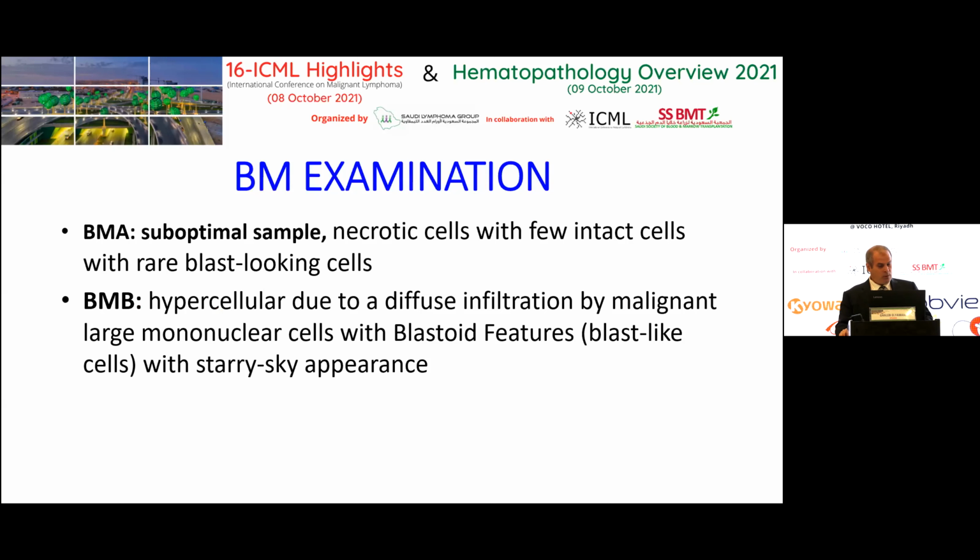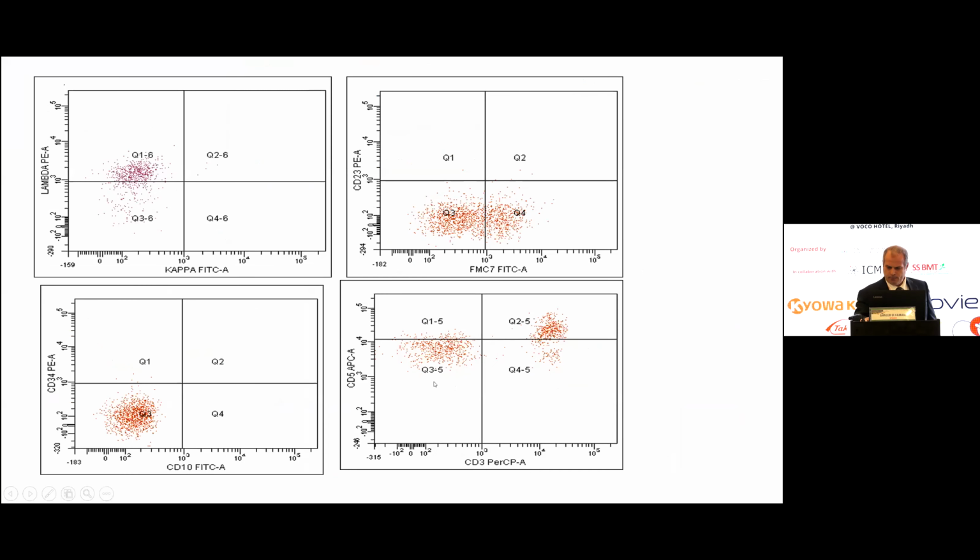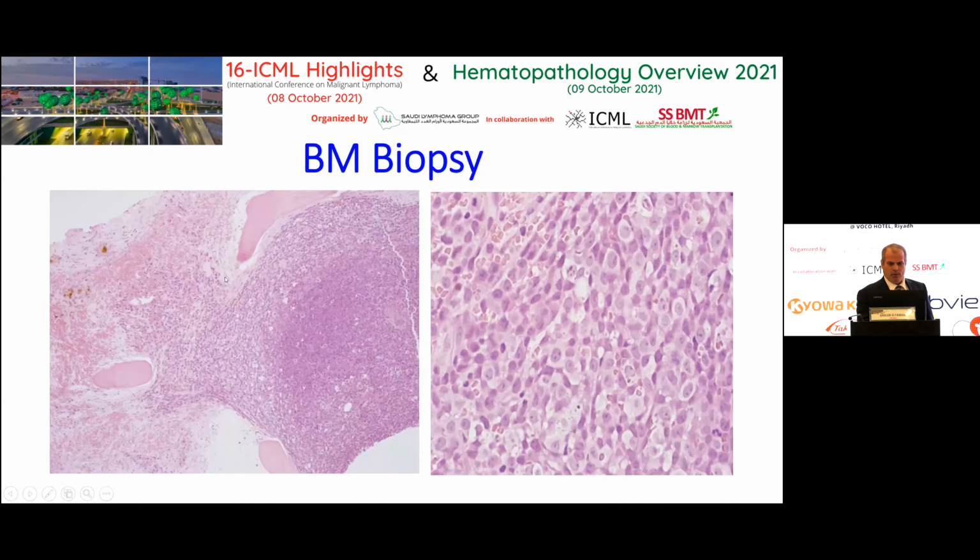But the bone marrow biopsy was adequate, excellent, hypercellular, with diffuse infiltration by malignant large mononuclear cells with blastoid morphology, looks like blasts, with a starry sky appearance. So this is the bone marrow biopsy, at low power. If you look on the left side, this area is necrotic, but this area fortunately has intact cells. It is very clear, a starry sky appearance.